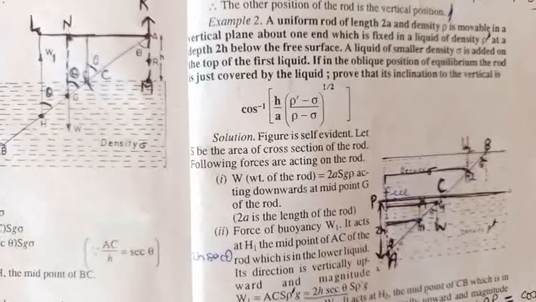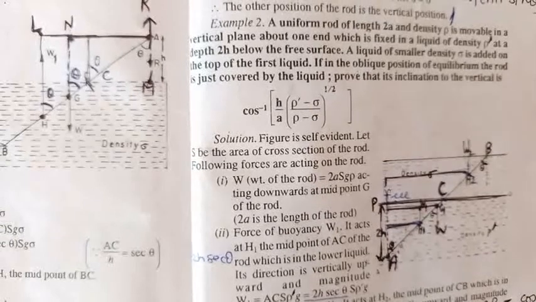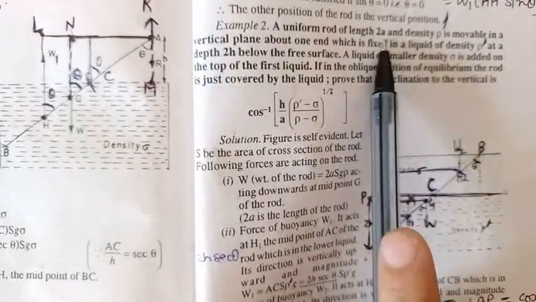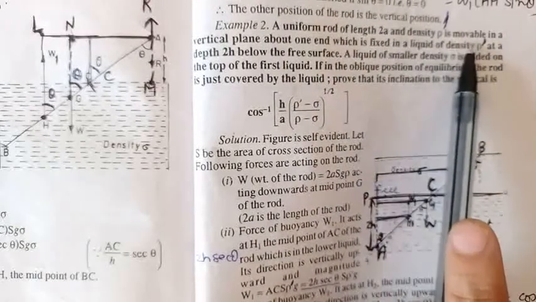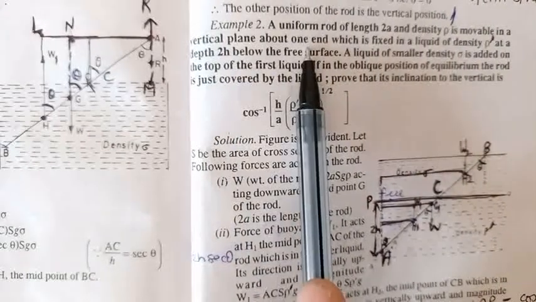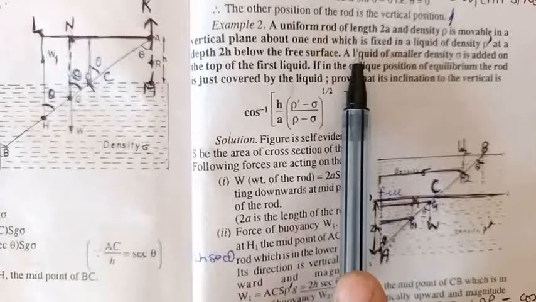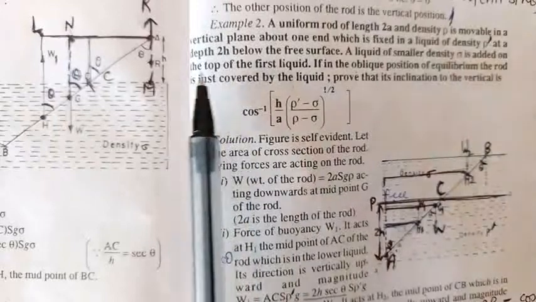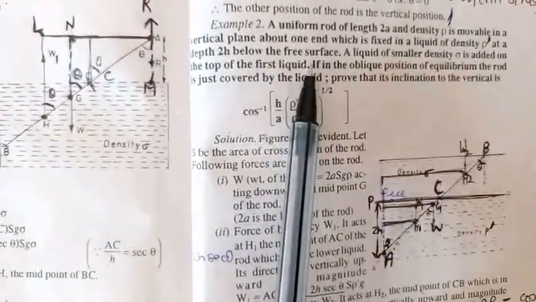Good morning, students. Today we will discuss some problems related to bodies floating under constraints. So our first problem is a uniform rod of length 2a and density rho is movable in a vertical plane about one end which is fixed in a liquid of density rho dash and at a depth 2h below the free surface.